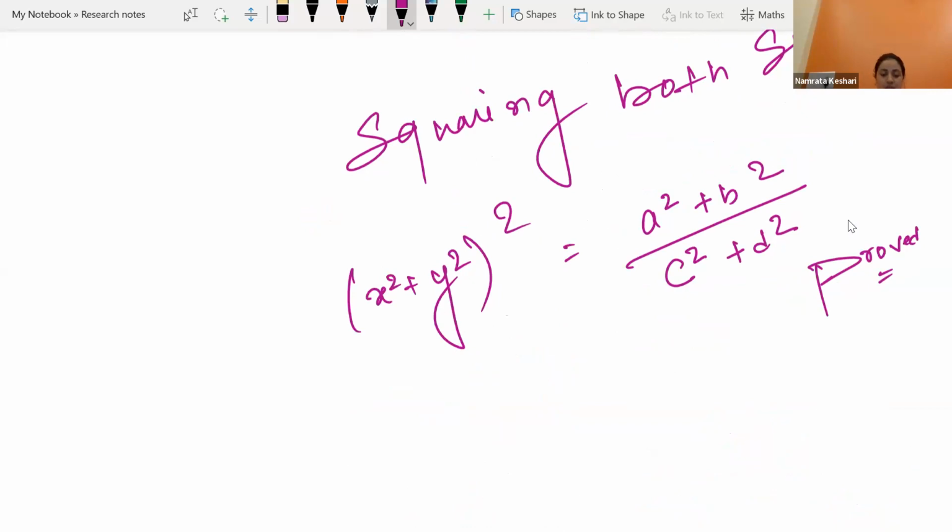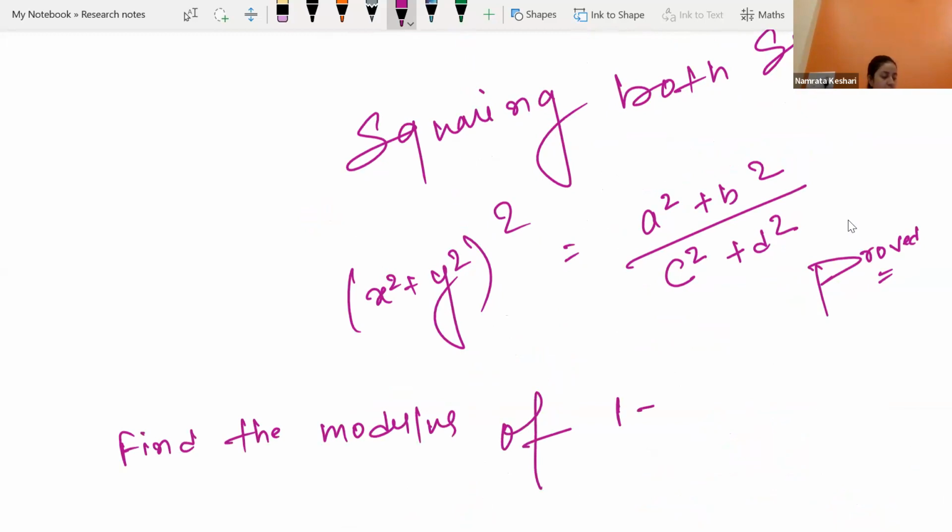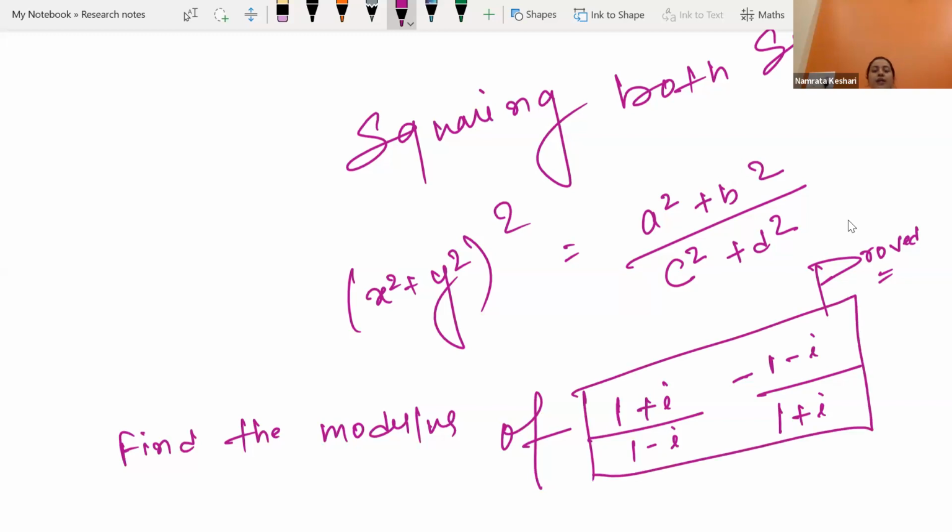Yes, ma'am. Okay, so please do this question. Not now, at your home you try doing it. We will start our next class with the same question. 1 plus i over 1 minus i, minus 1 minus i over 1 plus i. This one. Find the modulus of this. Okay. Conjugate and modulus we have, you understood. Okay, we'll be solving a few more questions and then we are done with this topic.